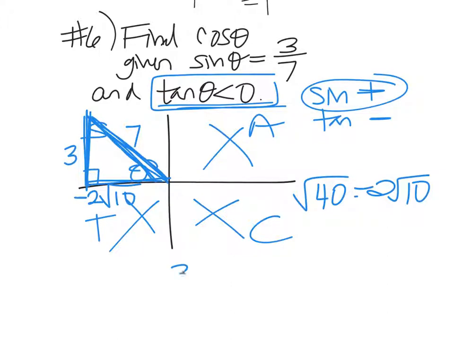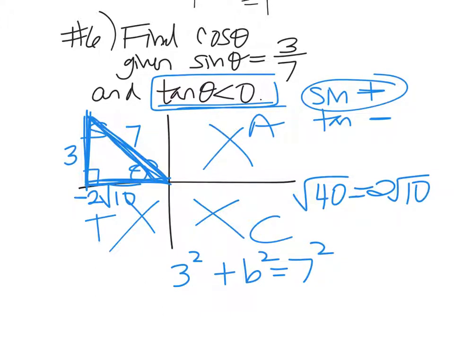Oh, because 3 squared plus, we'll call it b squared equals 7 squared. Yeah. Okay. I was confused. Yeah. And then you get 2 rad 10. But it's negative, isn't it? You gotta be careful. It's going in this direction. Okay? The x is negative over here.